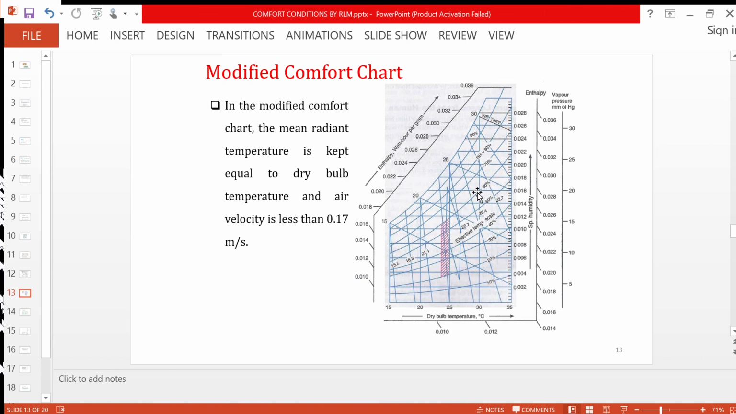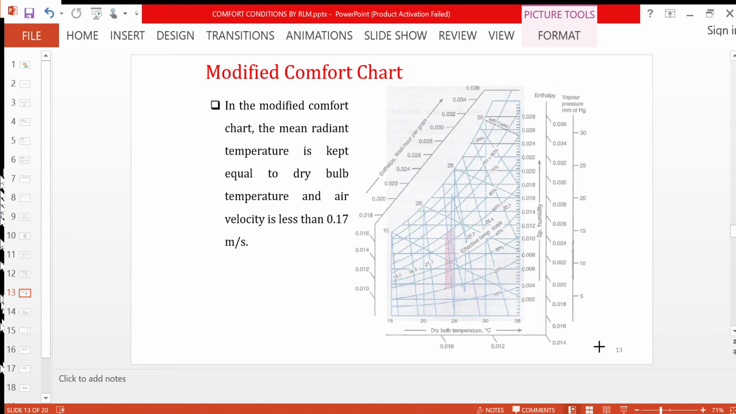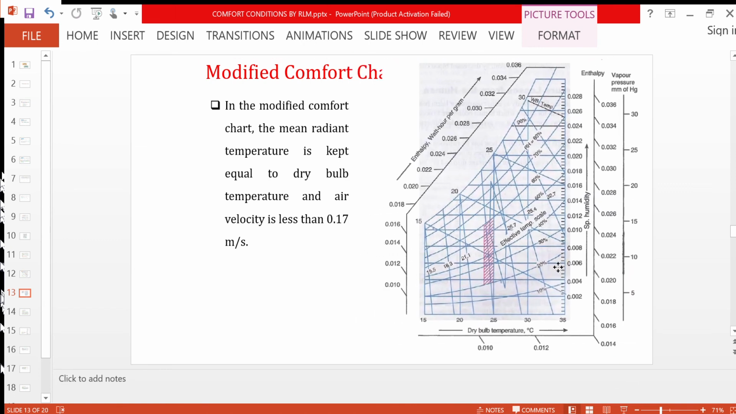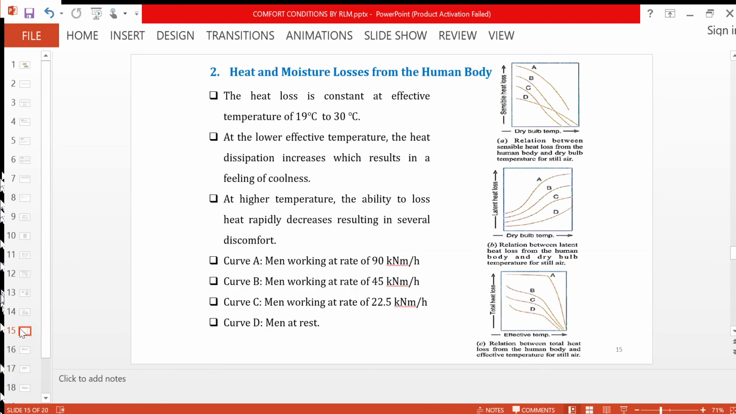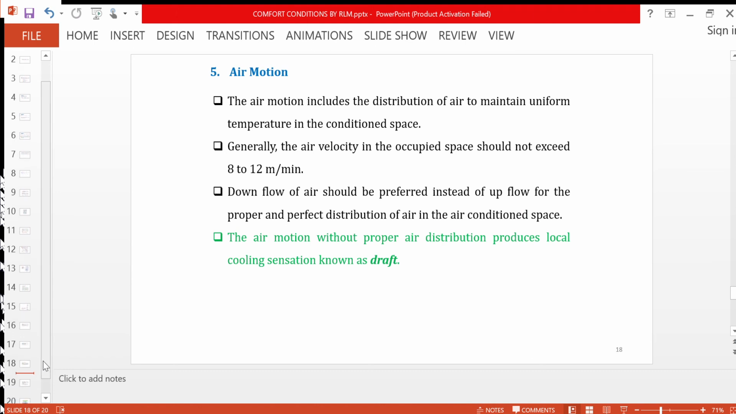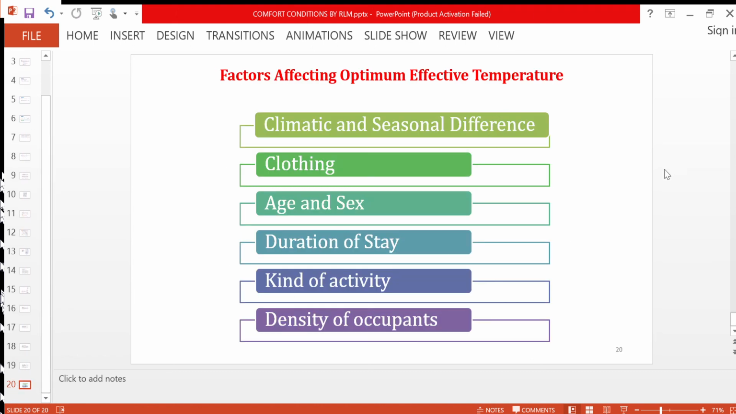If you see, the upper limit of the relative humidity line is 60%, and below is 20%. Between that, your temperature range is 25 to, let's say, around 23, 24 like that. In between this is your comfort zone. So these are the various factors which govern your effective temperature.